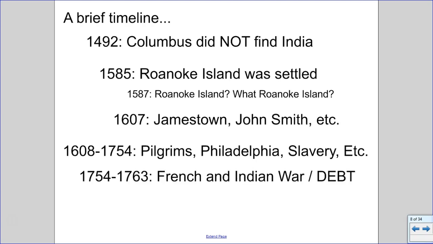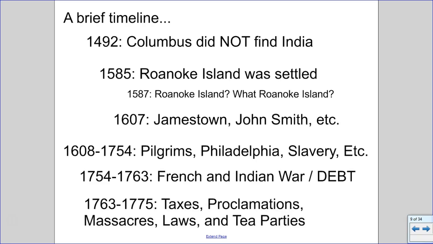1754 through 1763, the French and Indian War rages on all over the world in the 7 Years' War, and in North America with the French and Indian War, the British, of course, go into debt. 1763 through 1775, the British pass some taxes, they proclaim a bunch of stuff, they kill 5 people in Boston, there's laws passed, there's laws repealed, there's a tea party that does not involve pinkies out at all, it just involves teas, harbors, you know the drill.